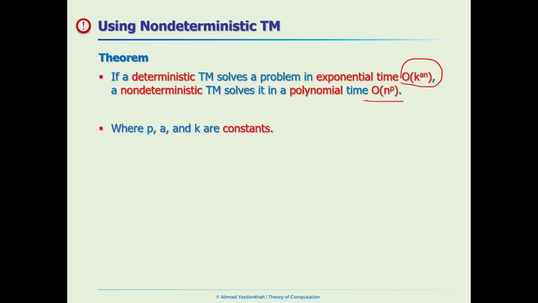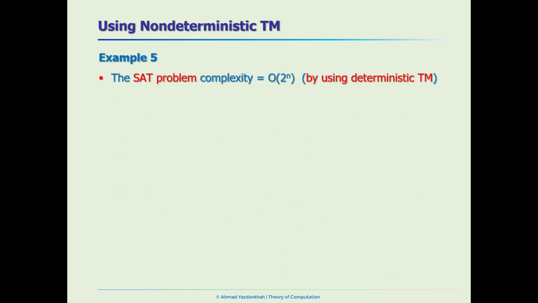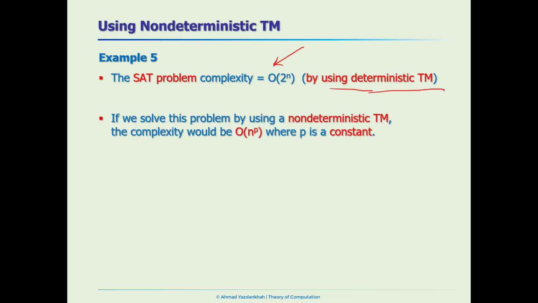So that's a huge difference, right? Let me take an example here. For example, this SAT problem's complexity was this if we use a deterministic Turing machine. But if we use the same problem with a non-deterministic Turing machine, the complexity will be n to the p. P is a constant, whatever it is, it doesn't matter. So it's a huge difference between this exponential, which we now have a very good feeling about, and a polynomial time.